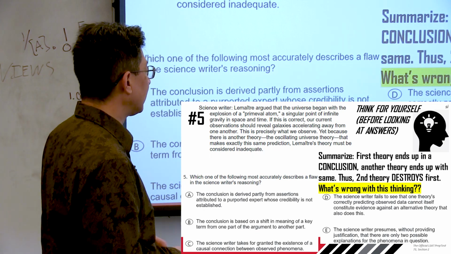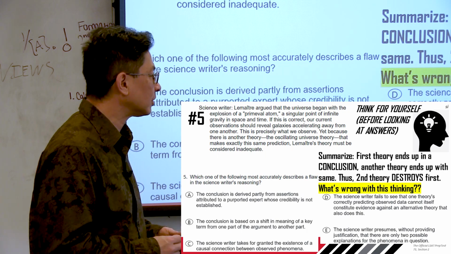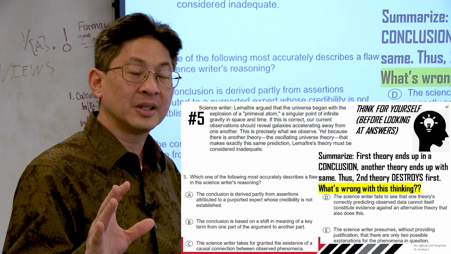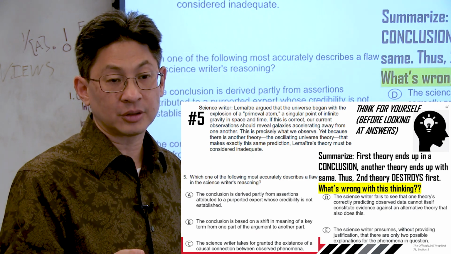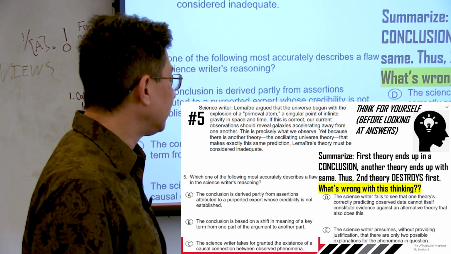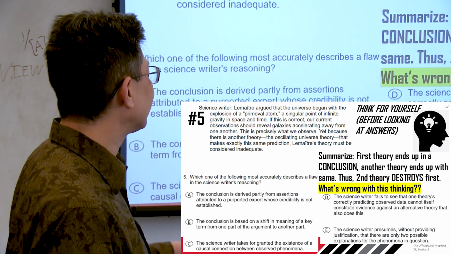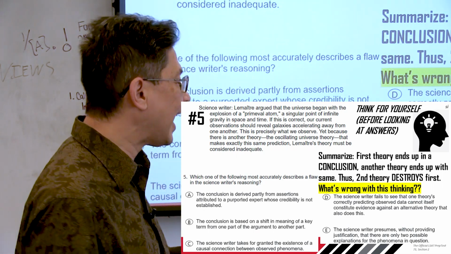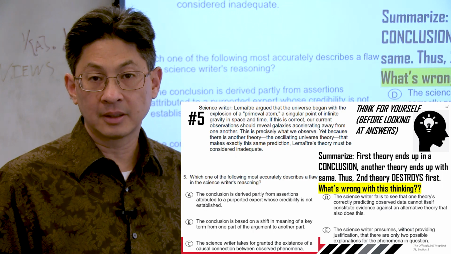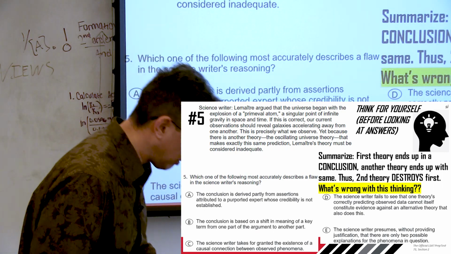Finally, E, the science writer presumes, without providing justification, that there are only two possible explanations for the phenomena in question. This is, again, one of those, gee, it sounds good kind of answer choices. Yeah, pretty much what you said is true. He is presuming that there's only two possible explanations, but whether that's true or not, that statement does not describe the flaw in reasoning. And that's what we're trying to get to. Therefore, E is clearly not correct.